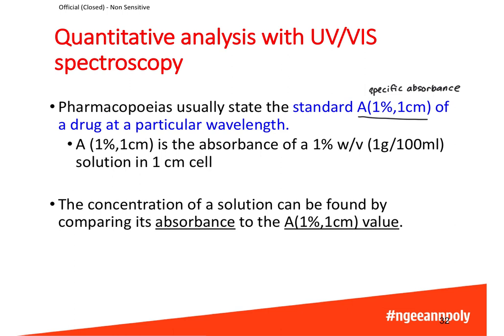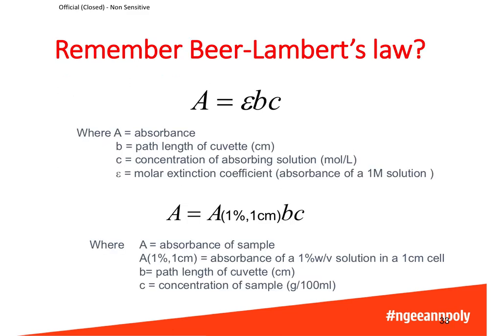So if we want to know the concentration of a solution, we would first measure its absorbance and then compare this absorbance to the specific absorbance value. So if you remember the Beer-Lambert law, absorbance equals a constant times the path length of a cuvette times the concentration of the solution. This constant, represented by epsilon, is the molar extinction coefficient, which is the absorbance of a 1 molar solution. We use this equation when the concentration of the solution is in moles per liter.